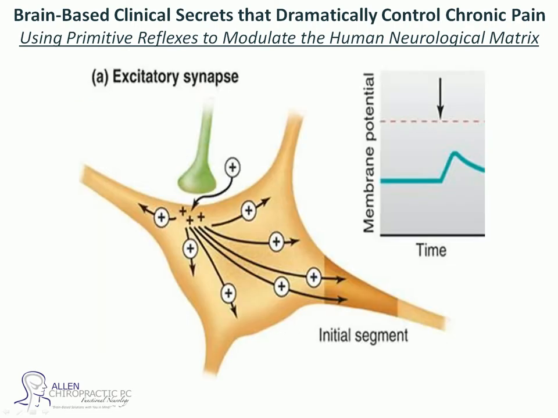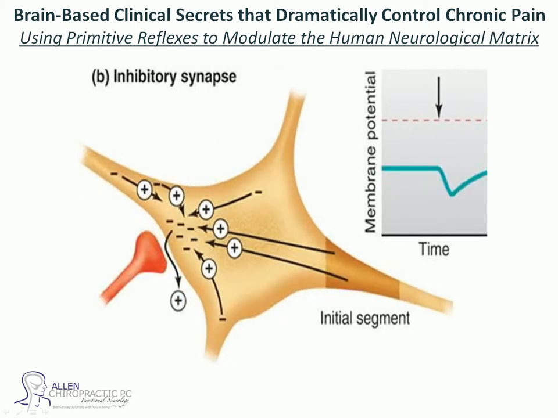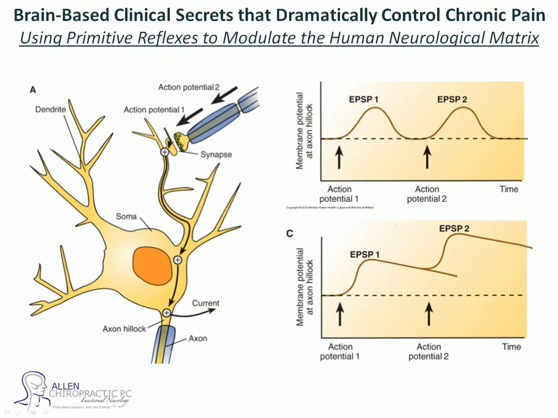The excitatory synapse causes a resting membrane potential to rise toward threshold, and the inhibitory synapse causes it to fall away from threshold. And here we see the temporal summation and spatial summation as they cause the action potential to stimulate through the nerve cell body to the axon hillock, and eventually with the action potential being sent.